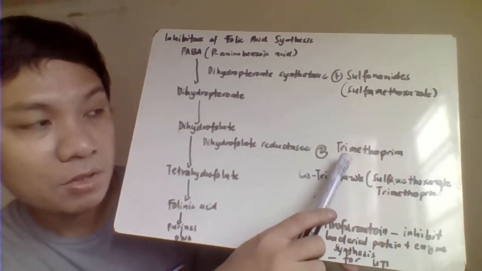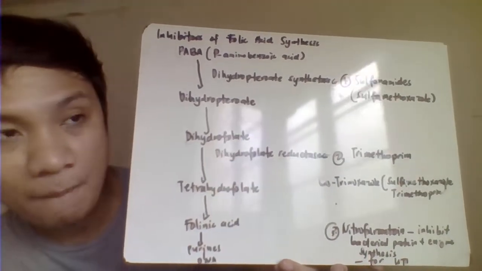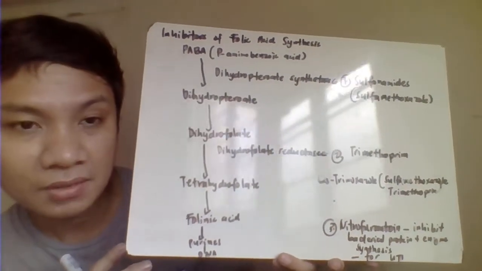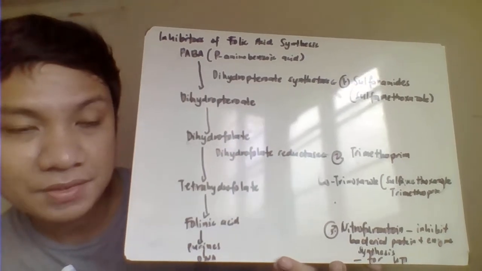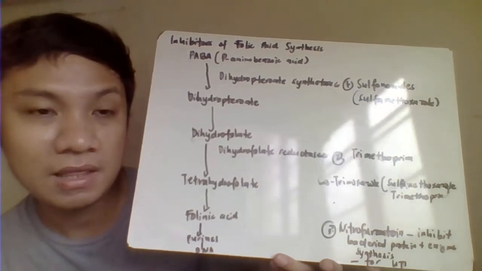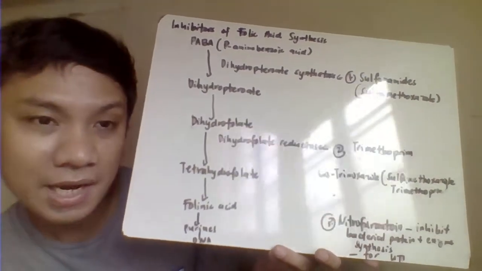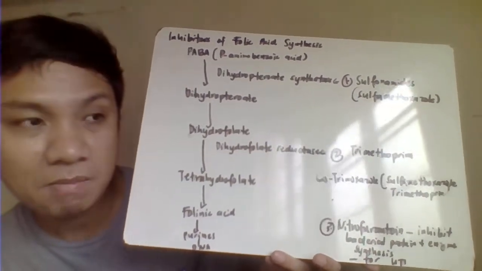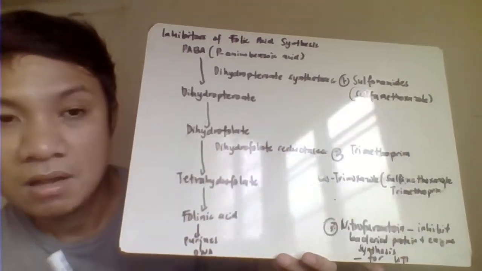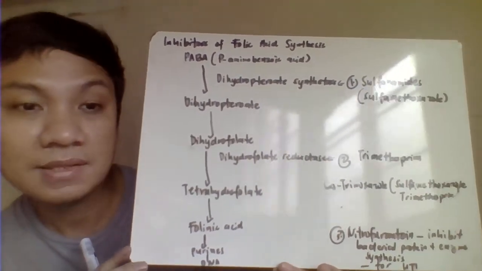Then next, we have your trimethoprim. Trimethoprim here would try to inhibit this enzyme, dihydrofolate reductase. Okay, basically your sulfamethoxazole and trimethoprim, they exist in a synthetic na antibiotic in the form of your cotrimoxazole. So, cotri, your combination of your sulfamethoxazole and trimethoprim. Then we have also here your nitrofurantoin. So, this one is used for the treatment of your urinary tract infection that tries to inhibit your bacterial protein and your enzyme synthesis.